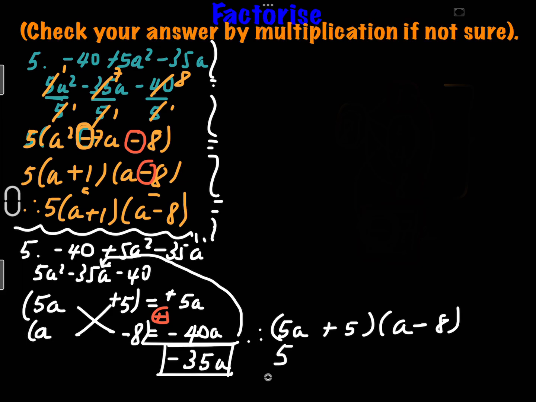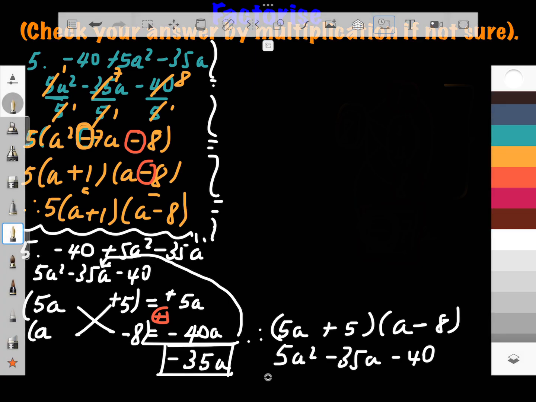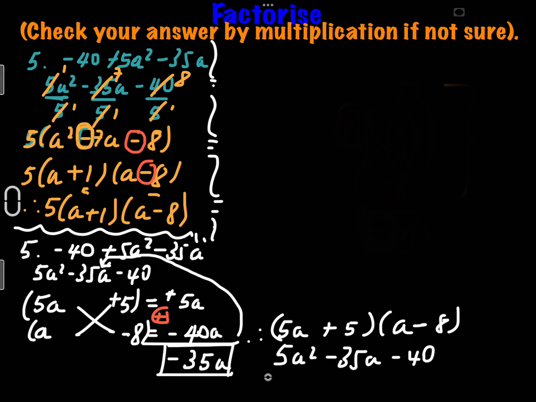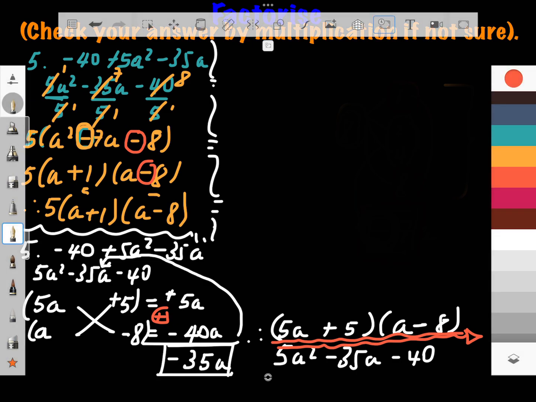Gives us 5a squared minus 35a minus 40. Okay, so now in a nutshell, that is our answer. And notice that answer, in fact, is not complete because we need to factorize fully.